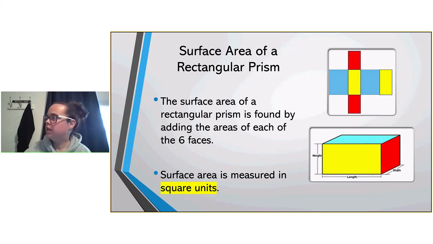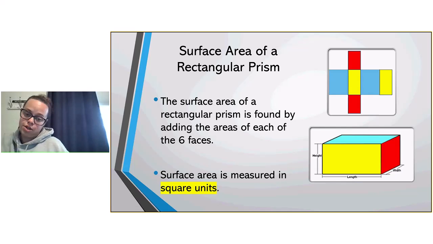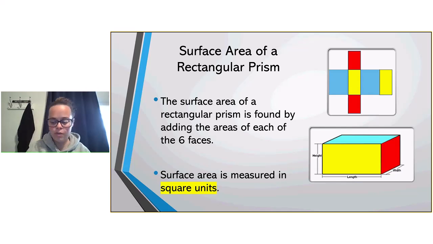Also, surface area is measured in square units. So we've been working with volume for a while, and remember that with volume, everything was cubed. And now we're going back to area, which is a two-dimensional type of measurement. And so we're back to saying square units. So feet squared, inches squared, and that sort of thing.